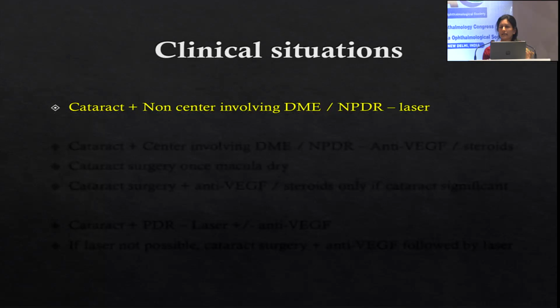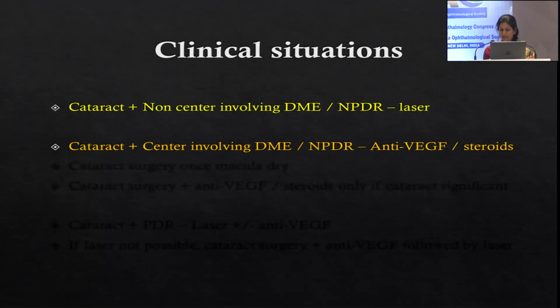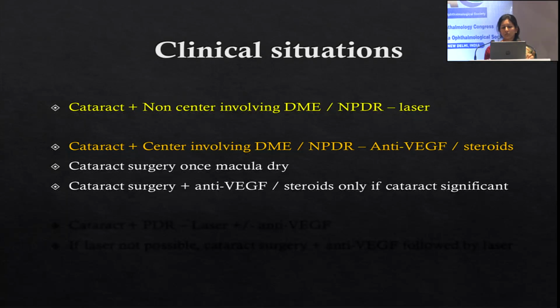So these are the clinical situations we encounter. This is my last slide, I think. There can be cataract with non-center involving DME, in which case we usually advise laser. There can be cataract with center involving DME. In this case, please treat with anti-VEGF or steroids first, and cataract surgery should only be done once the macula is dry. The combined treatment we do only if the cataract is significant enough that you are unable to visualize or photograph the fundus or even perform OCT.